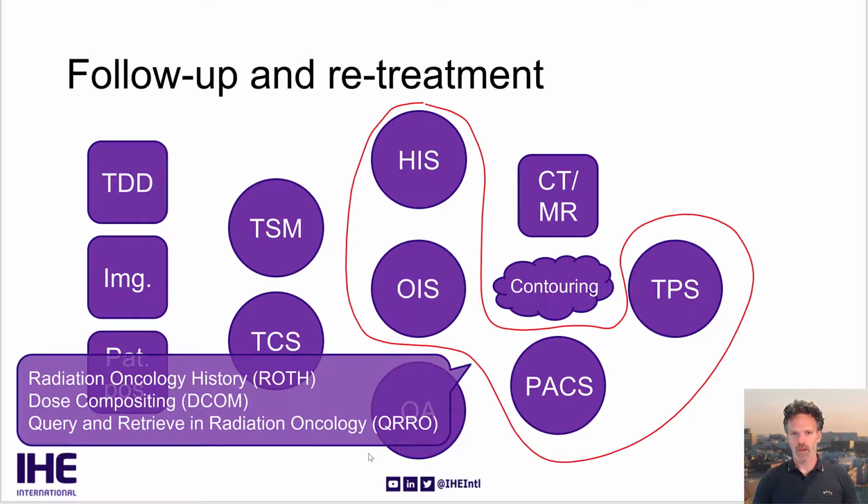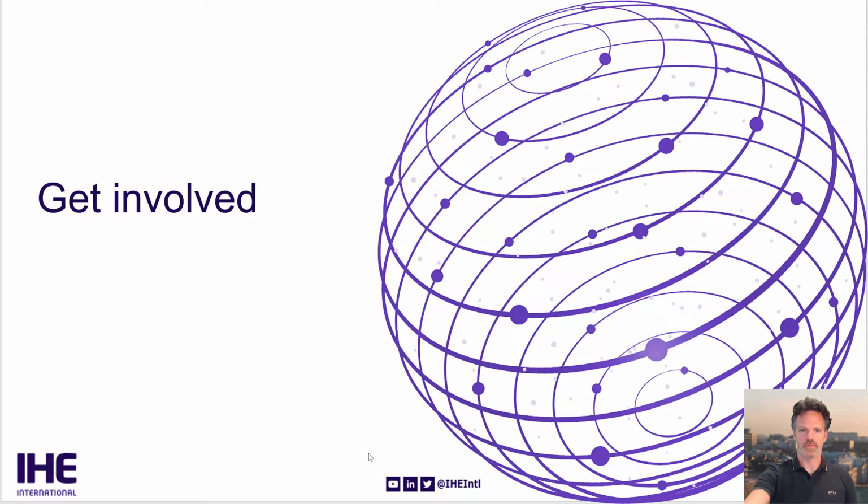And then also when following up and within the potential for retreatment comes this question of the ever-growing pile of data that resides within different systems. And to avoid copies and somehow have a chance at managing the increasing amounts of data, there is a profile being defined for query and retrieve in radiation oncology so that images and doses and other information can be stored in only one location and the others can easily search for it and retrieve it from there. So that's an overview of the different profiles that exist.